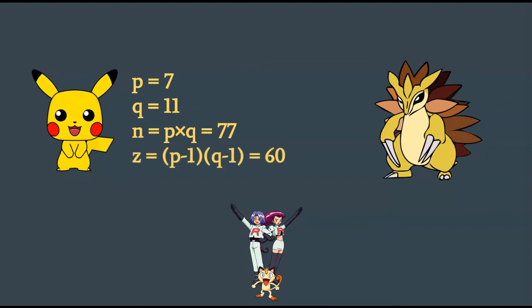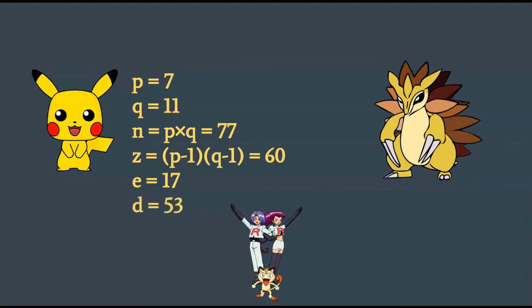Then generate the number z. That is the product of P minus 1 and Q minus 1. Here, z is 60. Next, the Pikachu chooses a number e. The number should have no common factors with z and should be smaller than z. Let's pick 17. There is no number you can multiply with 17 to get to 60, so we're good.